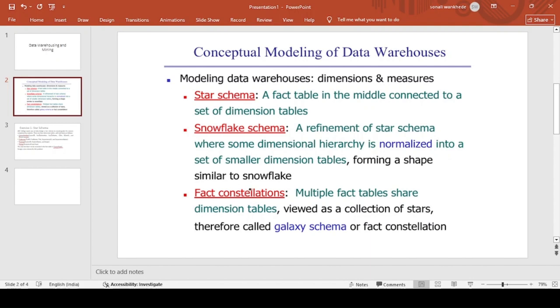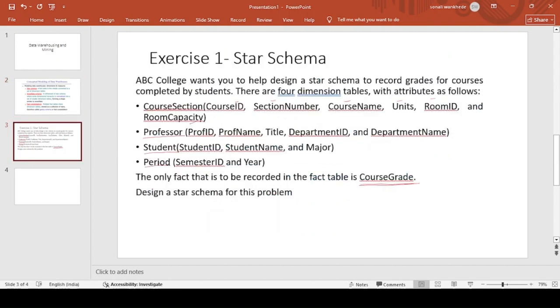The third type of schema is fact constellations. Here, multiple fact tables share dimension tables, and it looks like a collection of stars. So it's also called a galaxy schema or fact constellation.